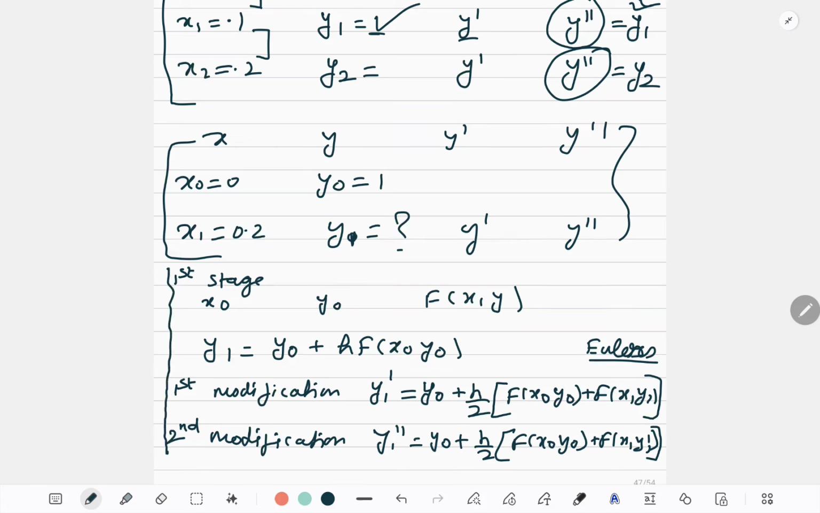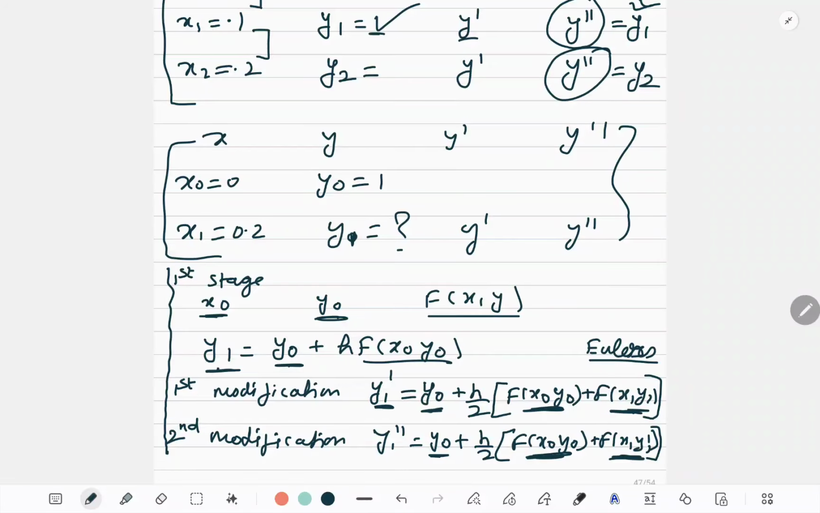So now if you want to go to the second stage, in place of x0, I will write x1, y1 and f of xy. And then my formula will become y2 is equal to y1 plus h f of x1 y1. Okay, so wherever I have written 0, it will become 1. Wherever I have written 1, it will become 2. Same way here, y2 dash is equal to y1 plus h by 2 f of x1 y1 and x2 y2. Here also y1 plus h by 2 f of x1 y1 and x2 y2 dash.